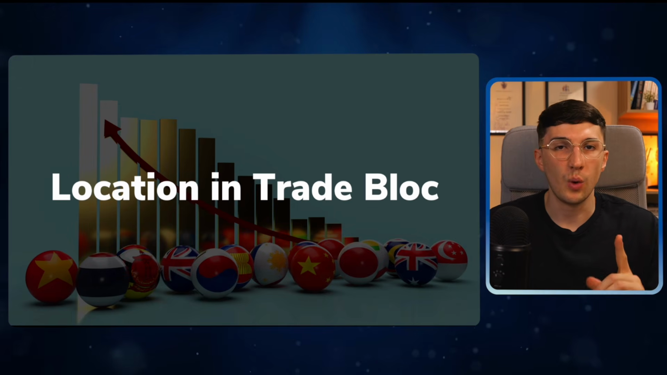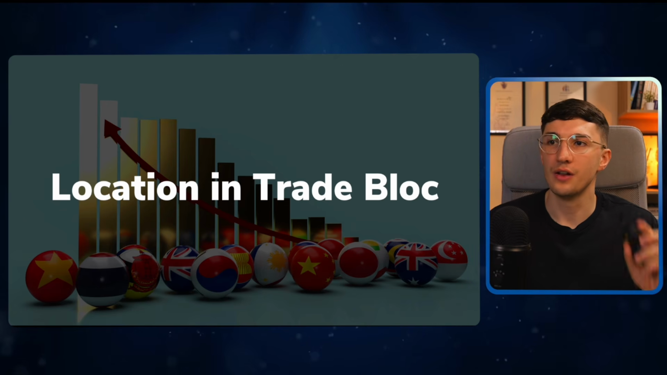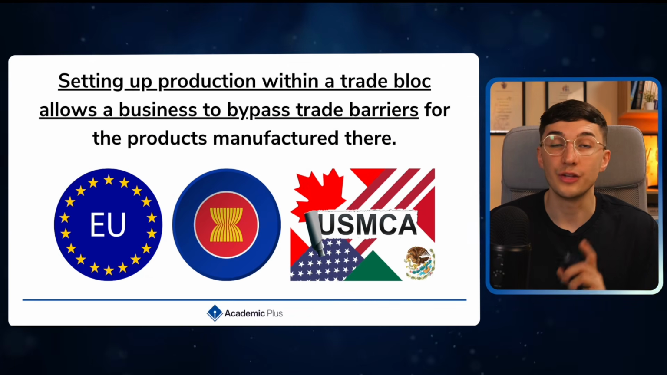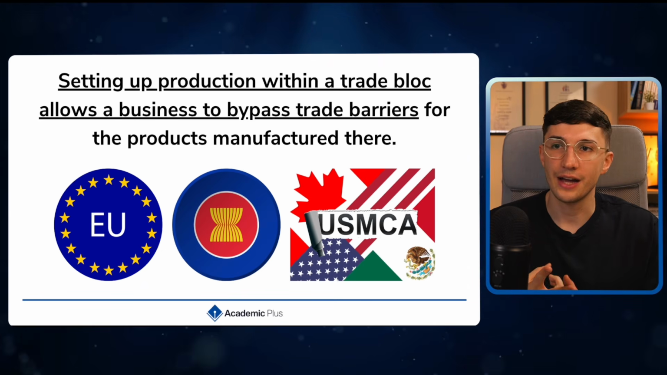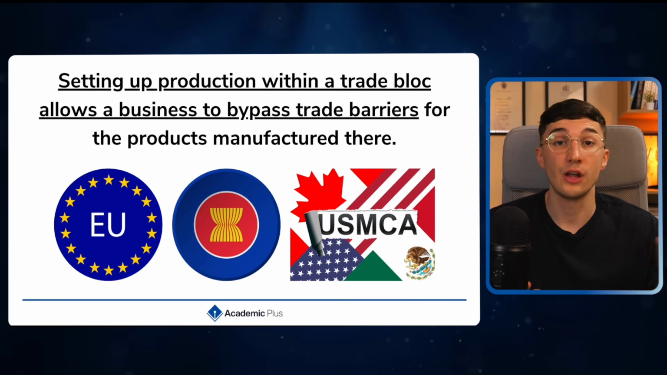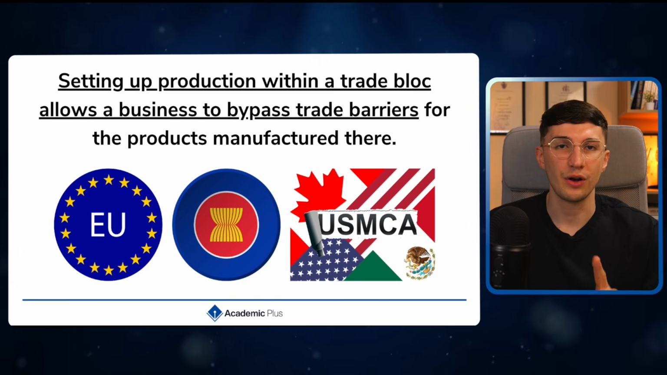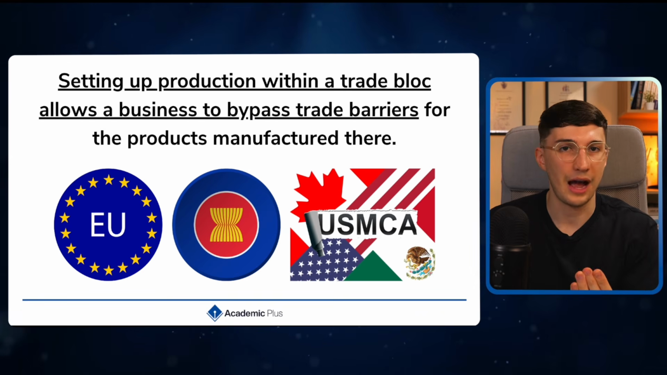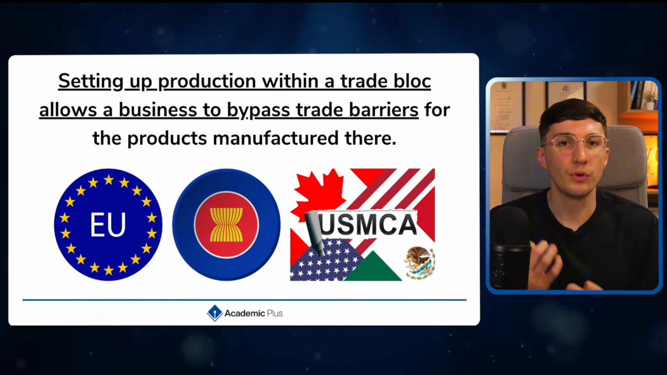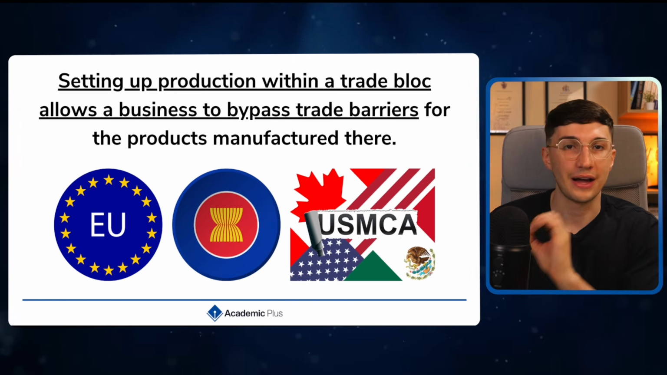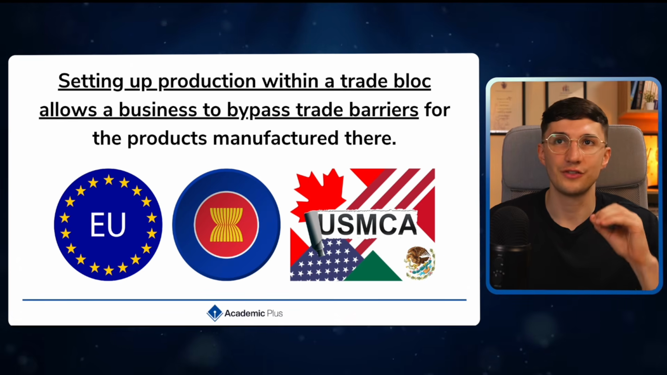Now, another really important factor when a business is choosing which country they want to set up their production location in will be whether that country is within a trade bloc. Remember our three main trading blocs. We've got the EU, ASEAN, and also USMCA, previously known as NAFTA. The reason why you want to be set up within one of these trading blocs is because of the trade liberalisation that happens. Remember, that's the removal or the reduction of trade barriers between the different members within that trade bloc.